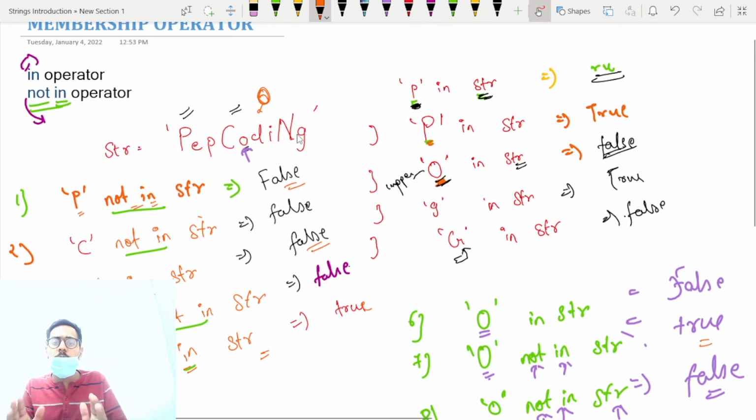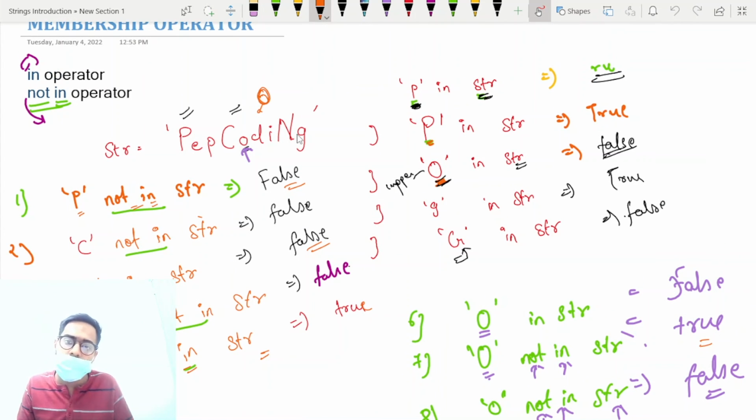So just try to form this operator statement into a normal English statement and it will become easy. It would become very easy for you to solve such questions.